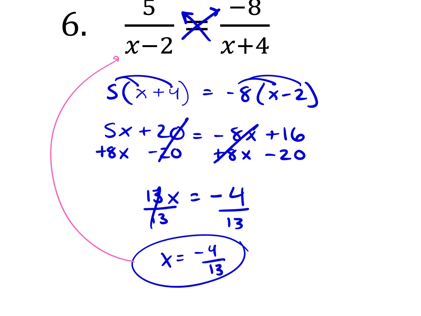If I plug it into our denominator here, negative 4 over 13 minus 2, is that 0? Nope, so it works there. And then negative 4 over 13 plus 4, is that 0? Nope, so it works there. So this is our answer.